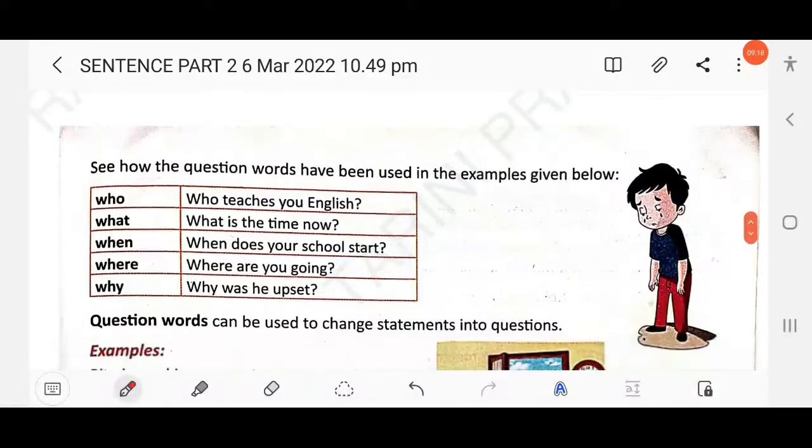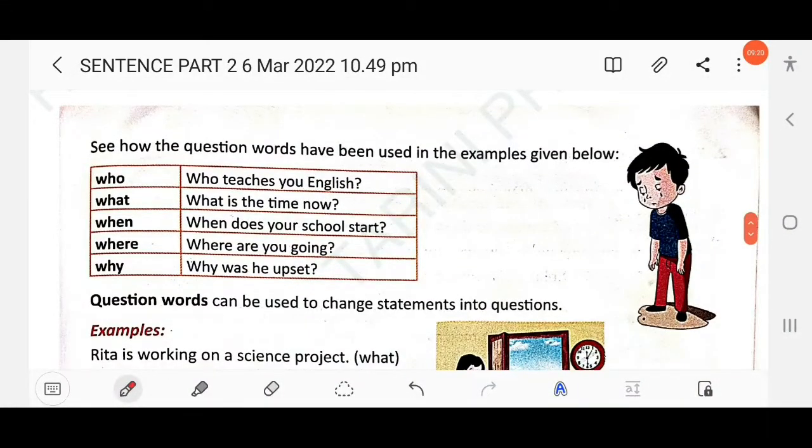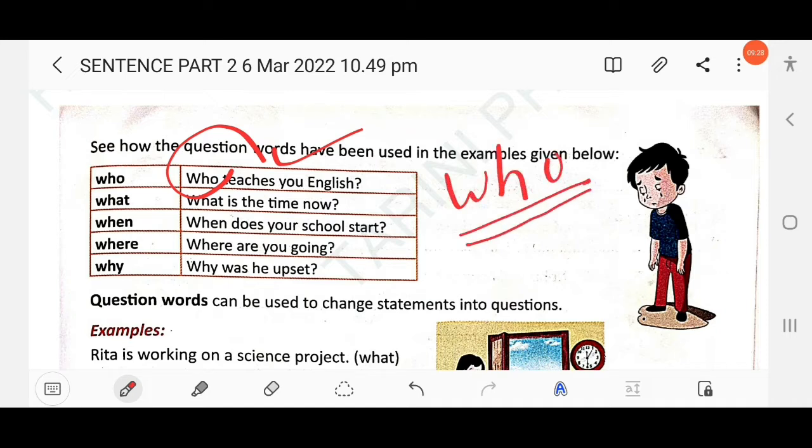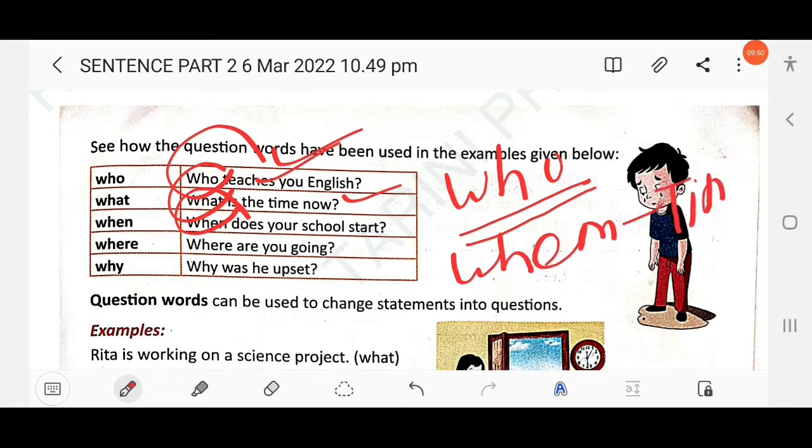So here, see how the question words have been used in the examples given below. Who teaches you English? We use who to know about the person. Then, what is the time now? What is used for things. Next, when does your school start? When is used to know the time. When do you go to school? When do you wake up?